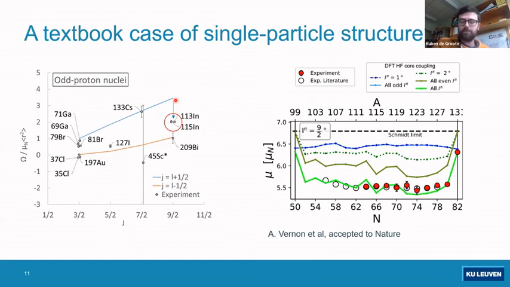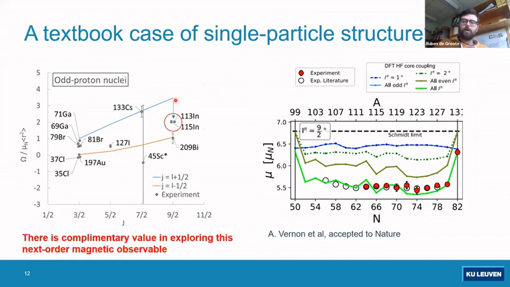But I have to say, this is really pure speculation on my side, and it would be very interesting to get the opinion of a nuclear theorist and actually see some calculations and see if this somehow tracks or works out in the end. I don't know what the answer is there. What I think I can say though with confidence is that there is complementarity in exploring this next order magnetic observable. And I think we can learn a lot if we could do this a bit more systematically and for more elements and more isotopes.